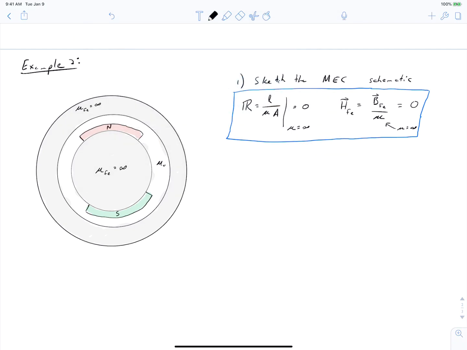Okay, a consequence of our permeability being infinity and our reluctance being zero in the iron and our H field being zero is that our entire stator is at equipotential. The magnetic voltage is the same at any point on our stator. Similarly, our entire rotor is at equipotential. It's not the same potential as the stator, but they're both at equal potential. The whole surface of the rotor is the same magnetic voltage, and the whole surface of the stator is the same magnetic voltage. So what does that mean for drawing our circuit?